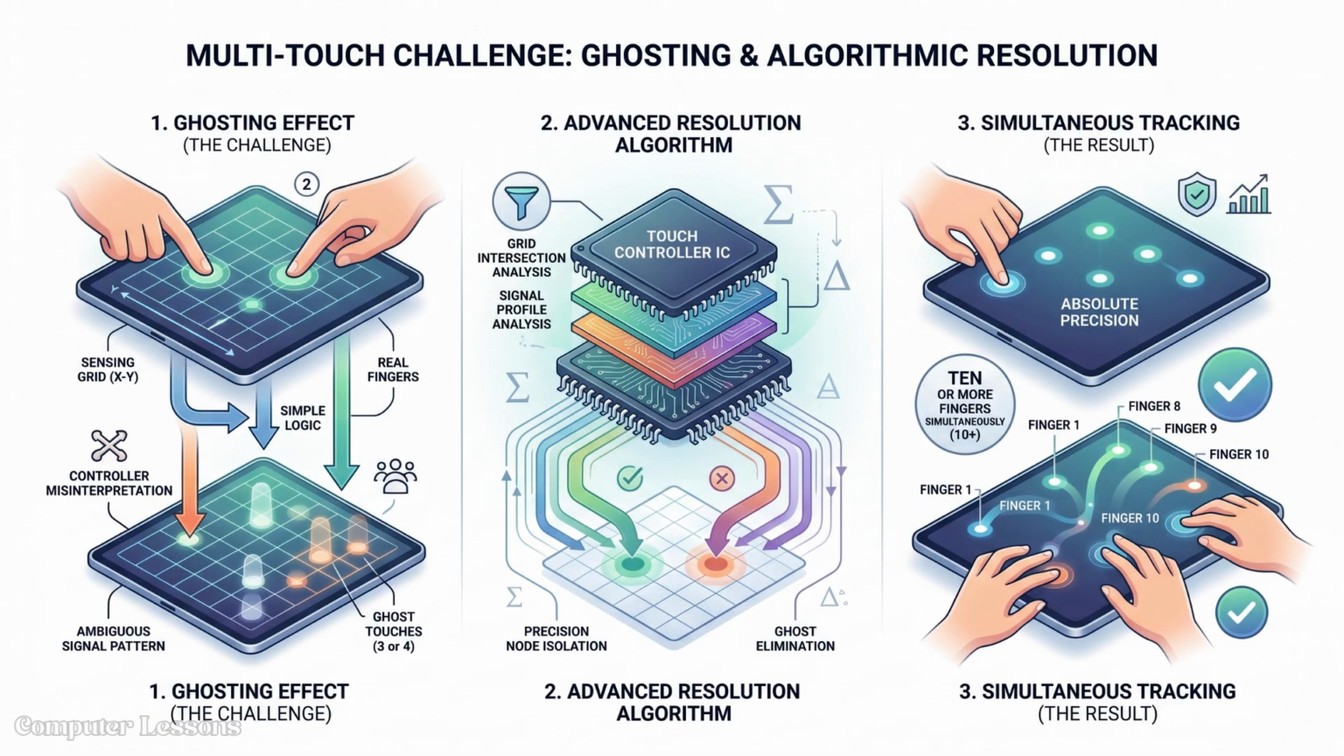Multi-touch interaction creates a mathematical challenge known as ghosting, where the controller might misinterpret 2 fingers as 3 or 4. Advanced projective capacitive algorithms resolve this by analyzing the intersections of the grid. This allows the machine to track 10 or more fingers simultaneously with absolute precision.